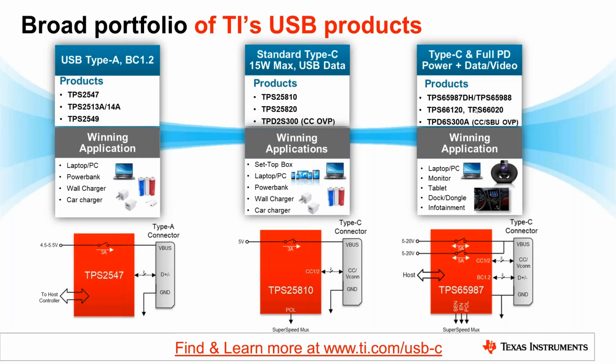Next, we have another portfolio of power paths, so USB Type-C power paths only. We have the TPS66120 and TPS66020. These are used in case you need additional power paths in your system. The TPS66120 is a high voltage sink only power path, while the TPS66020 includes both a 5-volt source power path as well as a high voltage sink power path.